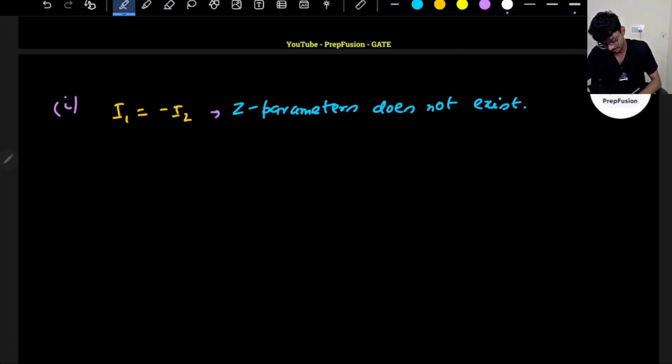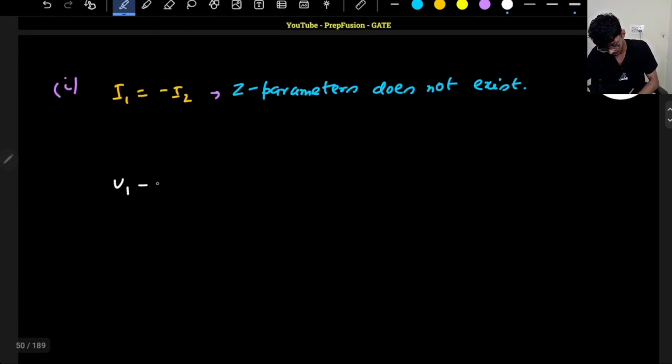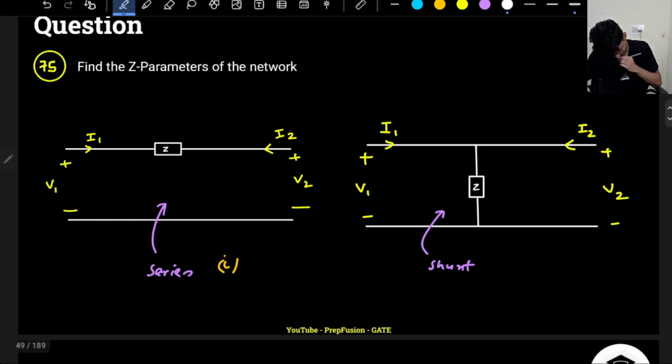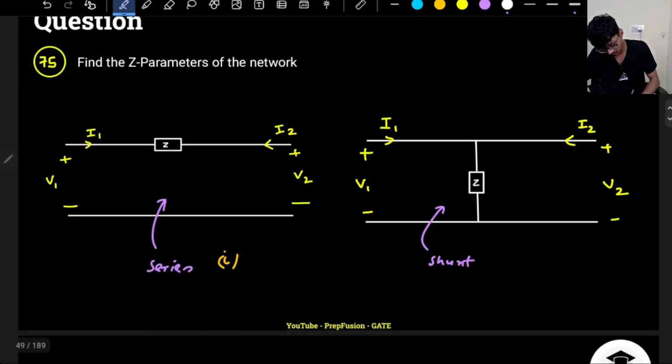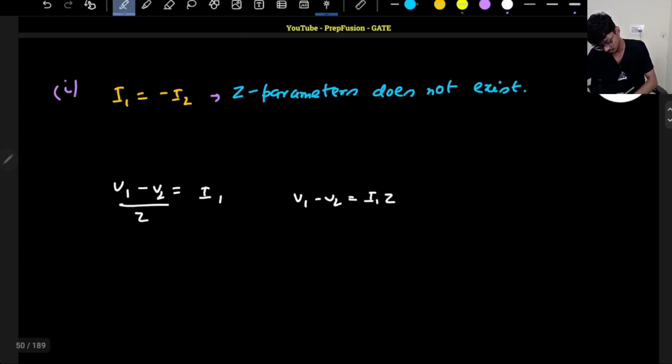Of course you can verify this, right? So what is your V1? V1 minus V2 divided by Z equals I1. So V1 minus V2 equals I1 Z. And from the other equation, what you can write is V2 minus V1. Basically you will not be able to do this.